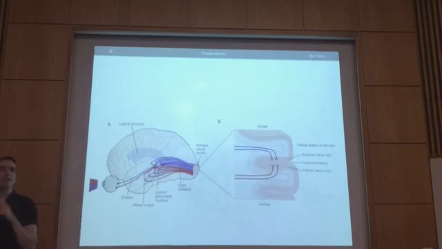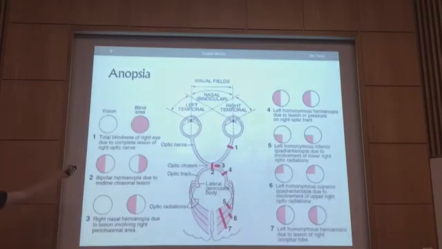So a damage to the retina or a damage to the optic nerve will cause blindness of the entire eye. Okay? This is what you can see in this slide: different locations of damages and what will be the field of view that is being damaged. A damage to the optic tract will cause blindness of an entire visual field, right? And damage to the left optic tract will cause blindness to the right visual field, and vice versa.